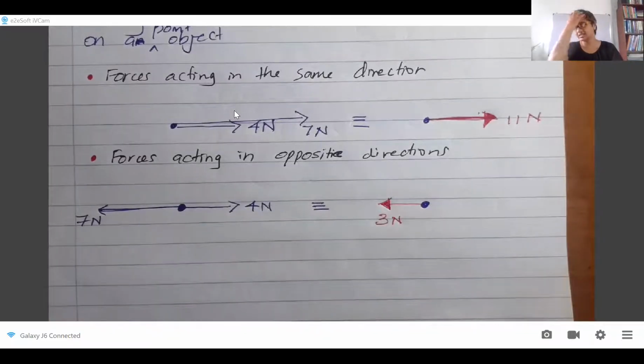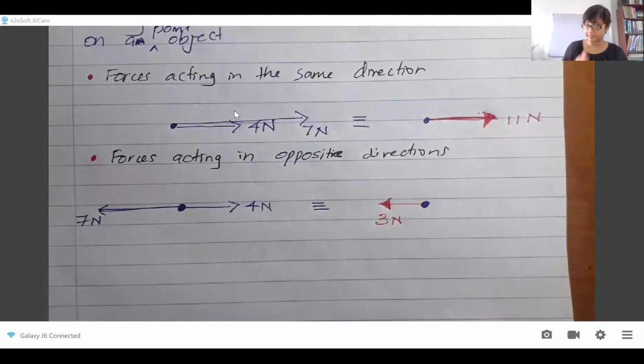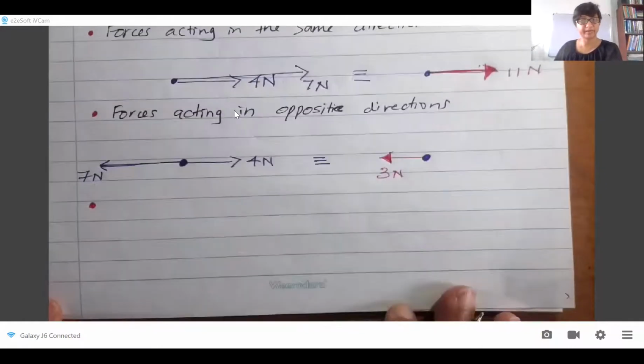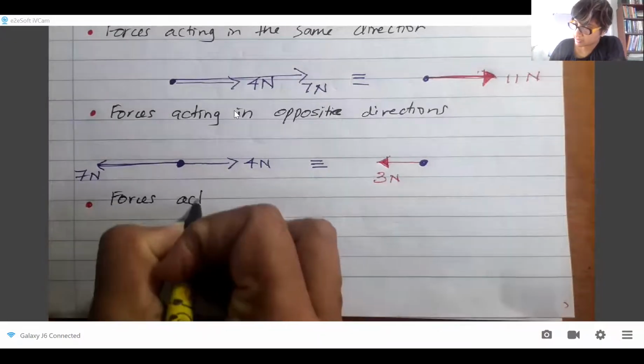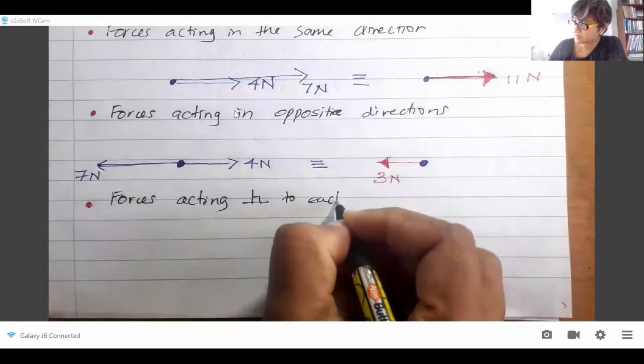What you have to notice here is it's the same 2 forces, 7 newtons and 4 newtons, but their resultant is different depending on how they act, because the direction matters. So here the net force is 11, here the net force is 3. What if forces act perpendicular to each other?